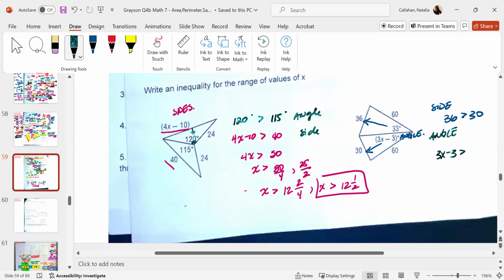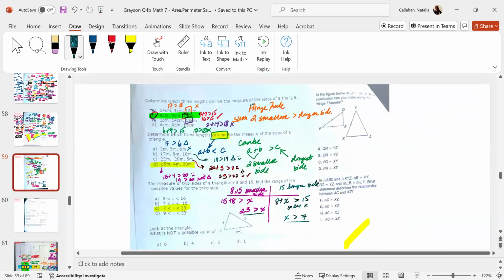So 33 is greater than 3x minus 3. 33 is not greater. 36. Opposite of 36 is 30. Oh no, you're right. Good job, Rick. Now tell me how you solve it. Okay. So I got 12 is greater than x. All right, we're done.